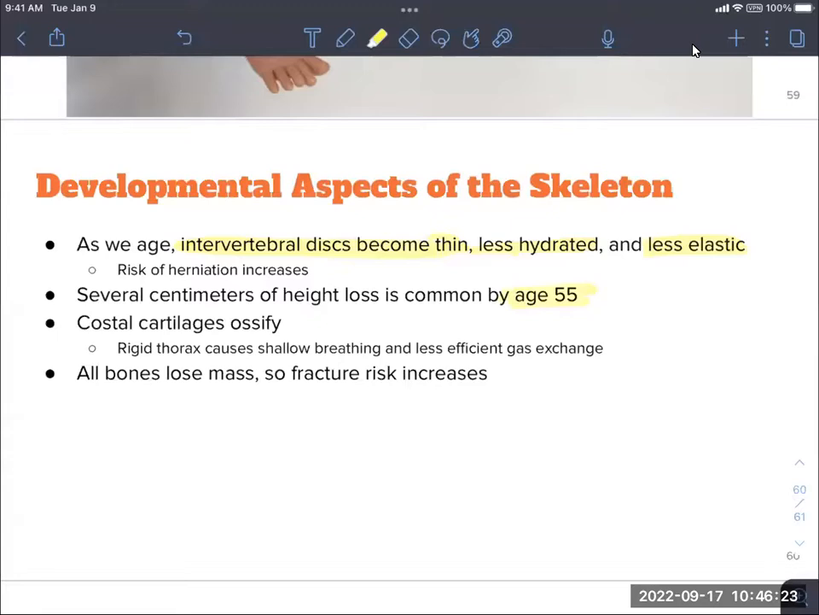We have the costal cartilage can ossify. That's that cartilage that holds your ribs to your sternum. If those start to ossify, it gets hard to breathe. Your bones start to lose mass. It means those osteoblasts are working harder, or no, the osteoclasts are working harder than the osteoblasts. So as you get older, you have an increased risk of fracture. As those discs can become thinner as you get older, you have a higher chance of a herniated disc.